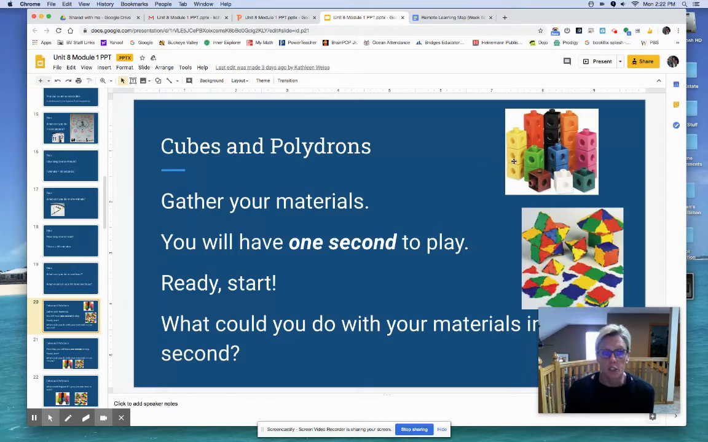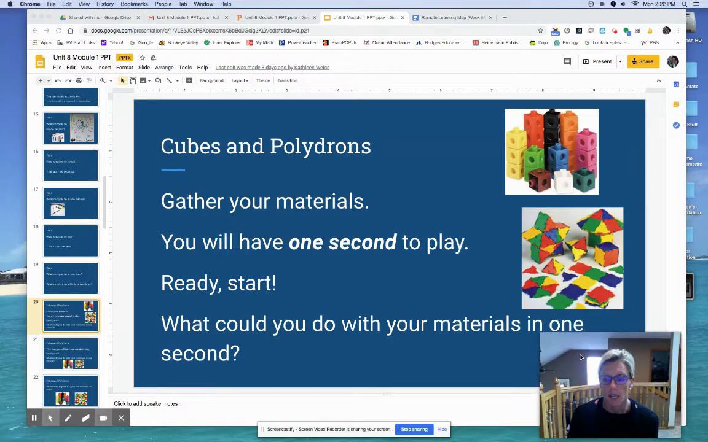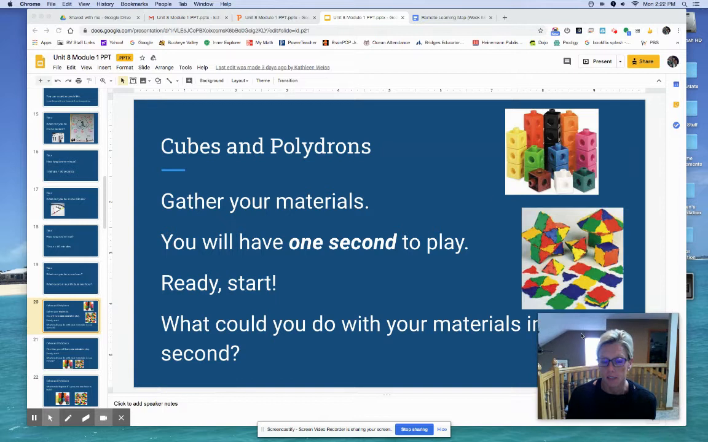Okay, now this is some other things that you can try. You all have some snap cubes and you have some Polydrons, but I'm sure you have other things around your house to see what you can do with those materials in 1 second. Okay, if you don't have these materials around the house, maybe you want to get out some Legos or some other kinds of blocks and see what you can come up with. If you don't have any of those things, be creative. Maybe you have some popsicle sticks, or maybe you have a deck of cards. See what you can come up with to do in 1 second.